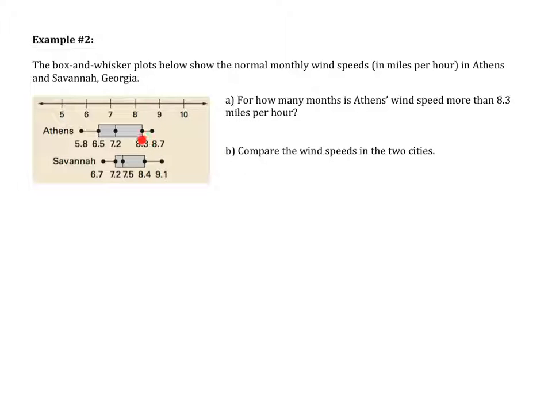So that would be representative of this whisker right here. So knowing that a whisker represents 25% of your data, that means 25% of the year, the wind speed is more than 8.3 miles per hour. 25% of a year is 3 months. So for 3 months out of the year, the wind speed in Athens is more than 8.3 miles per hour.